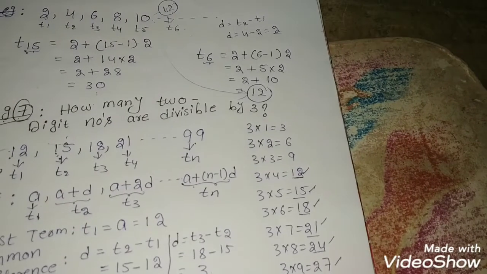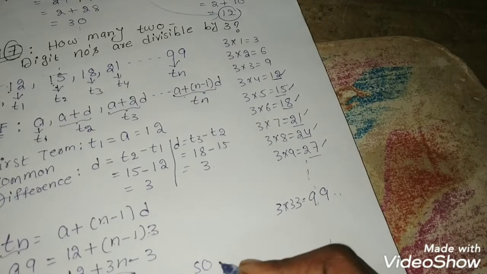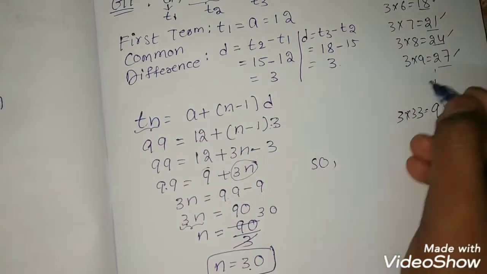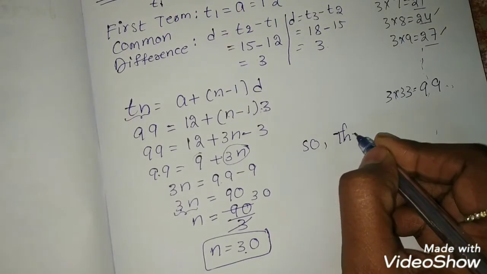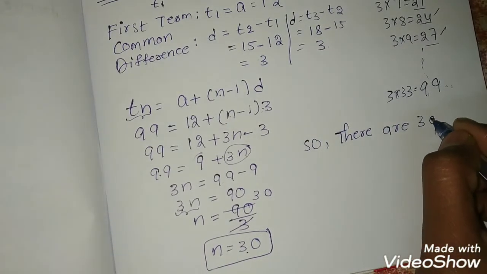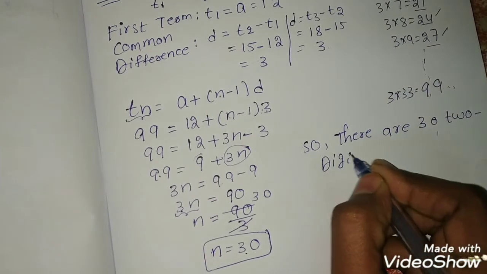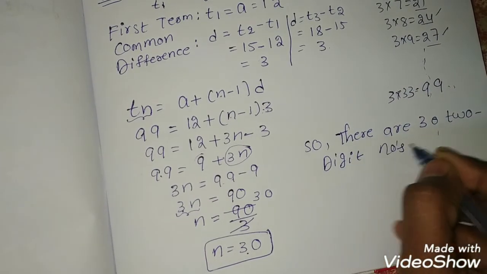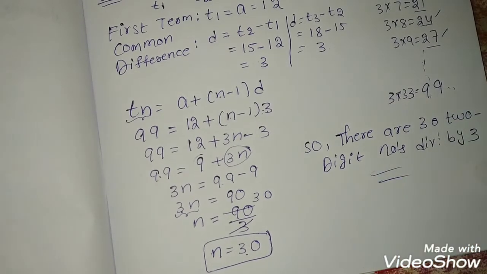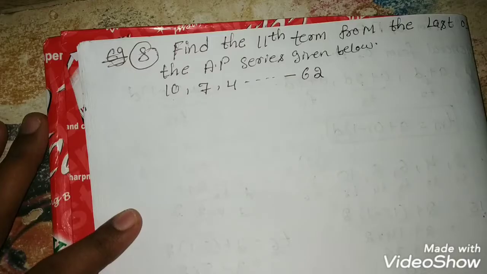In the conclusion, you have to write like this: so there are 30 two-digit numbers divisible by 3. This is our solution. Are you understanding? So let's go for the next example 8.